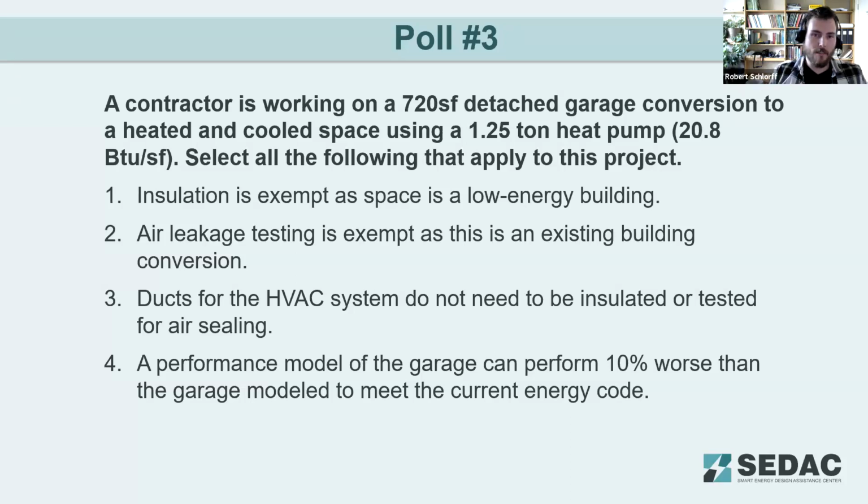So number 1, insulation. This is not a low energy building. 20.8 BTUs per square foot is pretty far above the 1 watt per square foot threshold for a low energy building. Air leakage testing is exempt as this is an existing building conversion. That is true in this case. Ducts for the HVAC system do not need to be insulated or tested for air sealing. That would be required no matter what, whether you were extending an existing duct system or not.